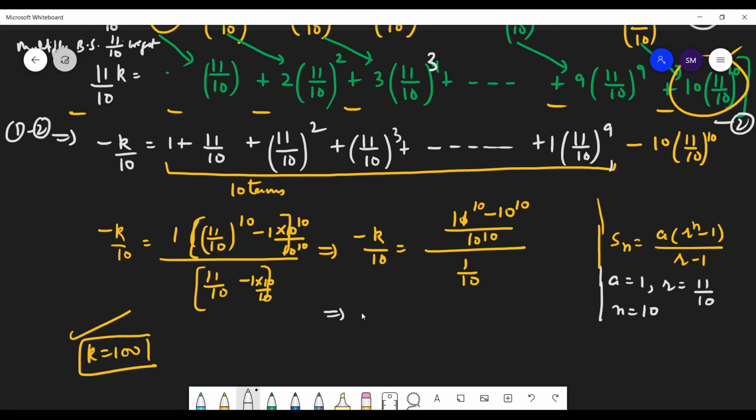Sir, I don't open the raised to power. Okay, 11 by 10 raised to power 10. Let us not open it, it will cancel out at the last. Okay, yes, you are right. Let's not open. Even if you open, you get the answer, but still it's better not to open. Okay. So what do you get? Keep them separate, right? Keep them separate.